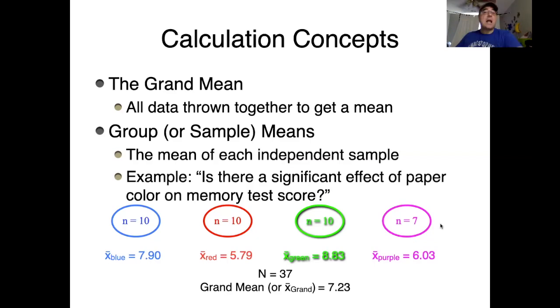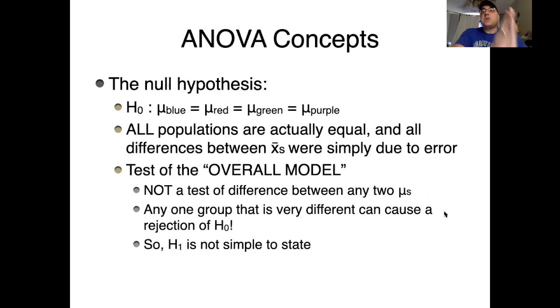If you added up everybody's score, all 37 scores, and divided by 37, you would have gotten a grand mean of 7.23. So it's going to be very important for us to keep track of which one of these groups we're talking about. And so it's important to subscript it with blue, red, green, purple, and grand mean. All right? So now that that's our setup, let me tell you about what the null hypothesis means and what the alternative hypotheses mean.